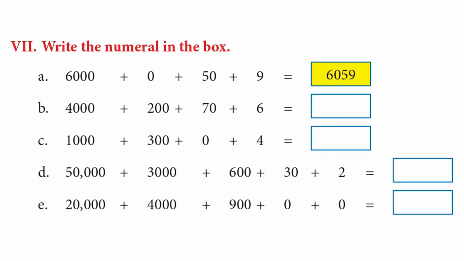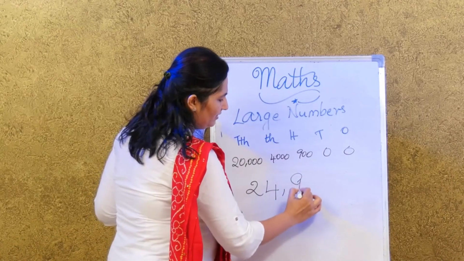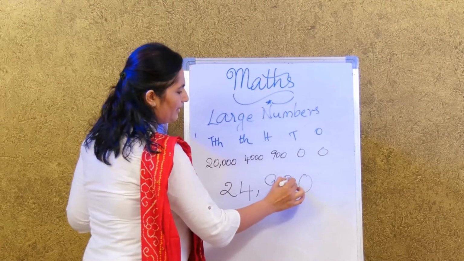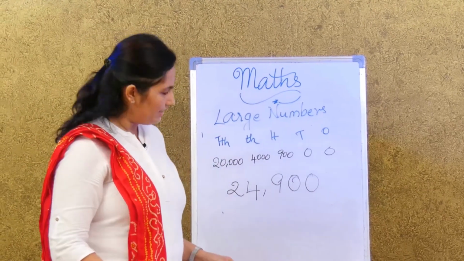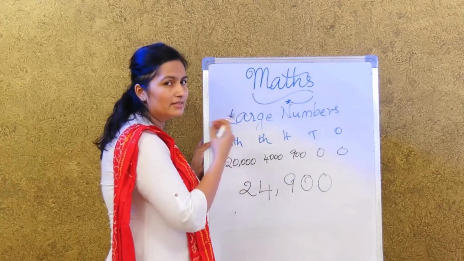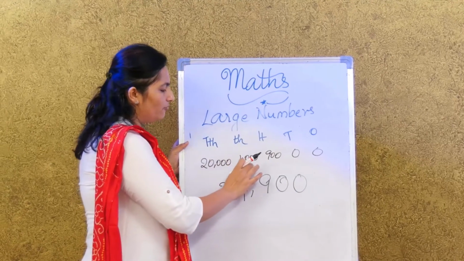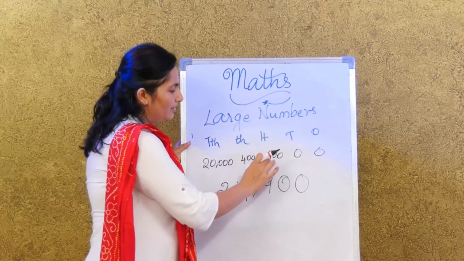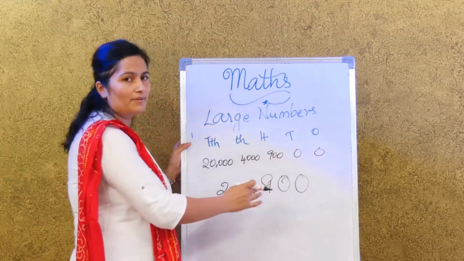For example, the first one is already done. The last one, because it is a 5-digit number, let us take a look at it. It will be 24,900. That will be your answer. Okay? So, it is easy if you just remember here everything is 10,000, that is 20,000, 4,000, 900, tens are zeros. So, then the zeros come here as well.